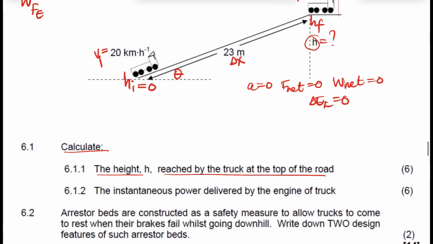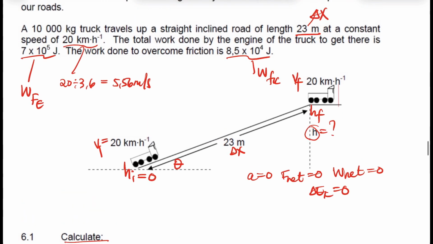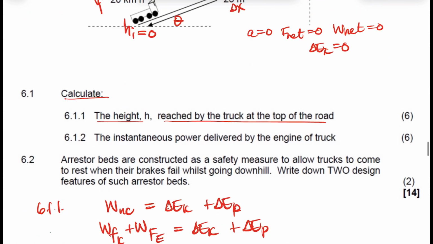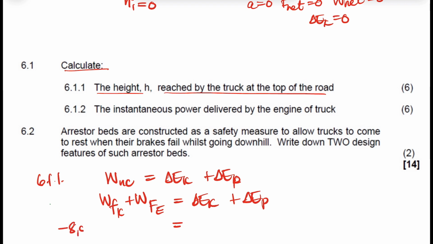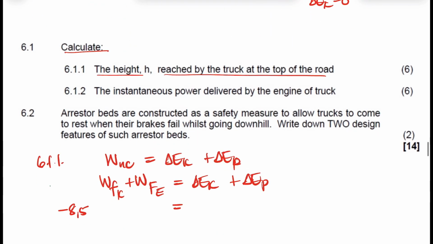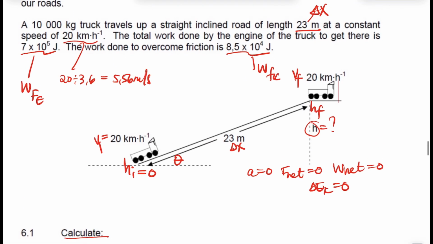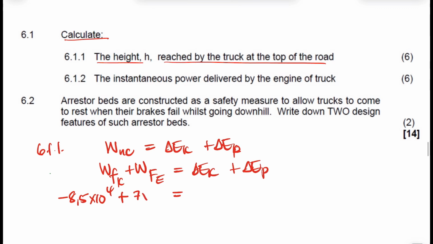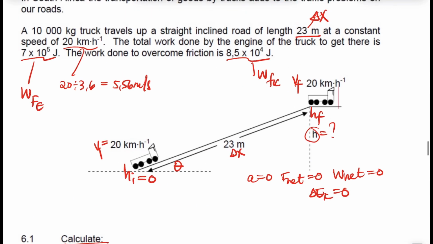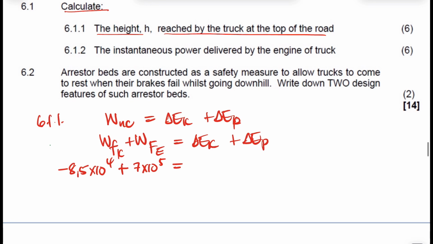Now what is the work done by friction? Friction opposes the motion, so it is going to be negative 8.5 times 10 to the power 4, plus the work done by the force of the engine going up the slope, which is 7 times 10 to the power 5. And then the kinetic energy: since it moves at constant velocity, there is no change in velocity, which means no change in kinetic energy.